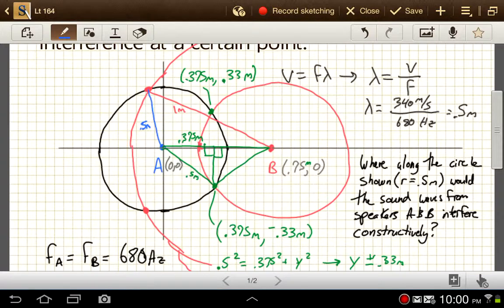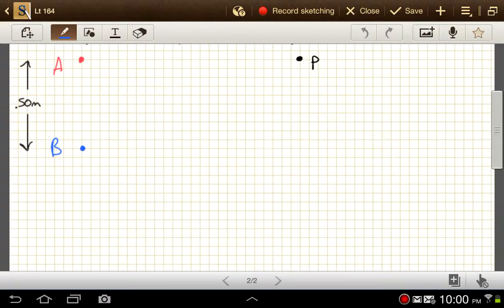Where would these other 2 points be? That'd be some good practice for you to do to finish this up. Let's take a look at our other problem type.